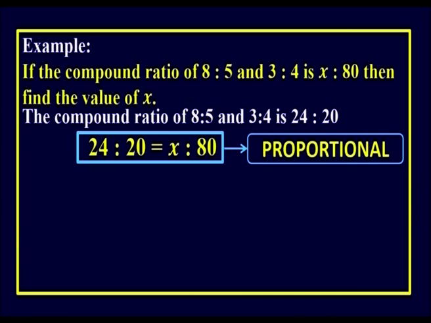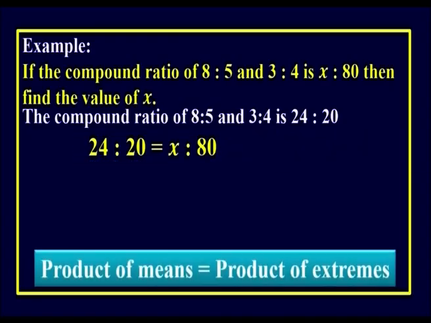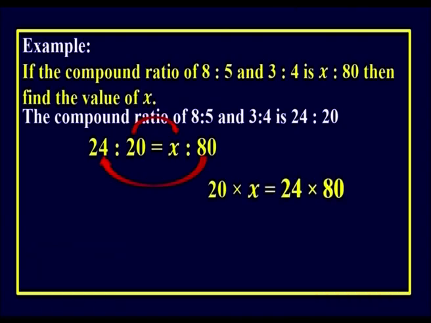That is, two ratios are equal. That means they are in proportion. So, since they are in proportion, what can we write, children? Yes, product of means equals product of extremes. So, I can write 20 into x must be equal to 24 into 80. Right, children? Now, let us find out the value of x. What is the value of x, children? Yes, 24 into 80 divided by 20.